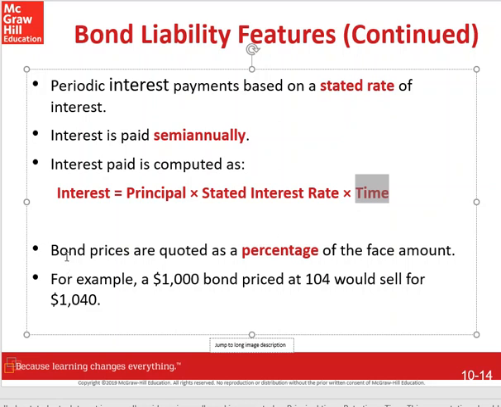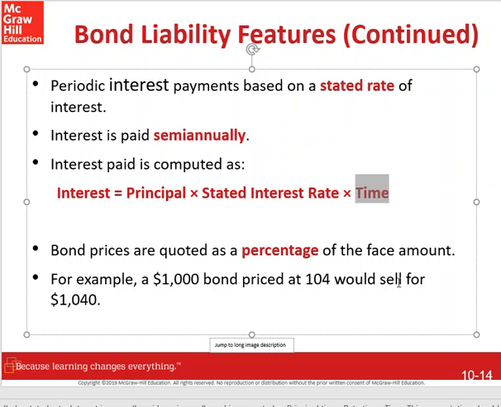Another thing you need to know about bonds is that bond prices are quoted as a percentage of the face amount. What does that mean? Well, it's a terminology thing. So we might say, oh, well, a $1,000 bond is priced at, or it's selling at 104. And you would be expected to understand that lingo and know that that means it's selling for 1,040, 104% of face value.